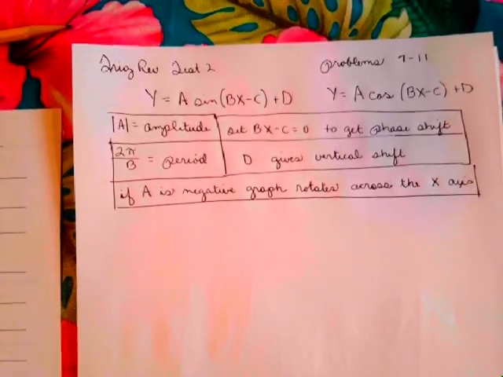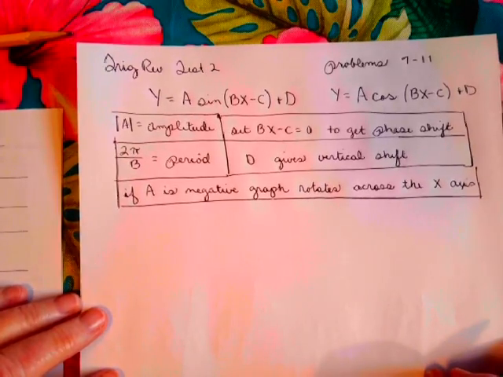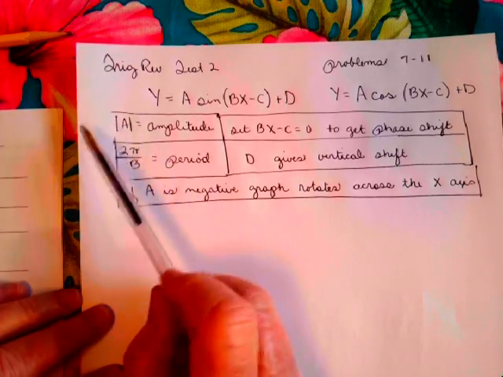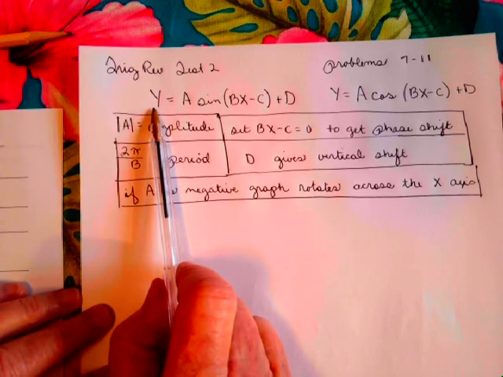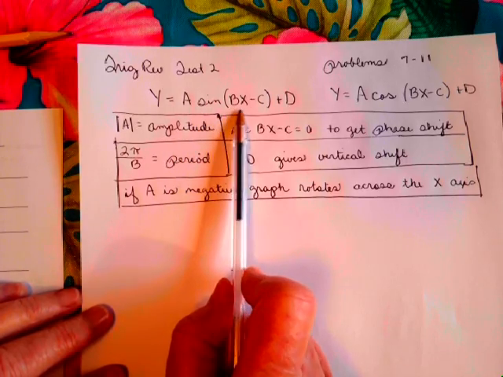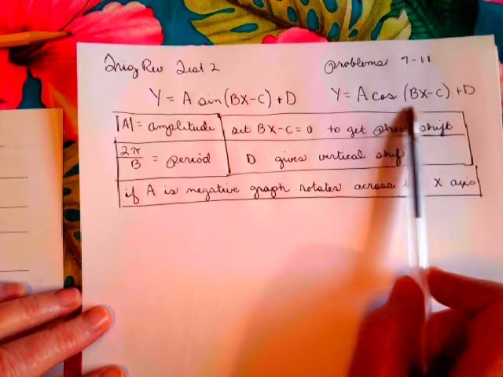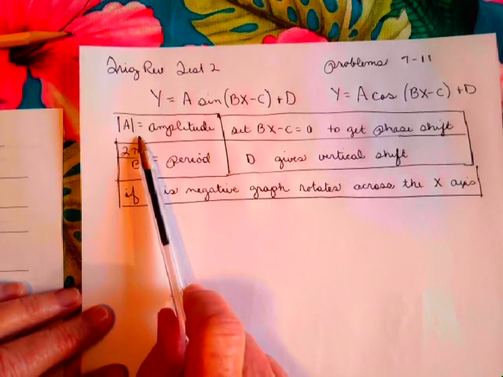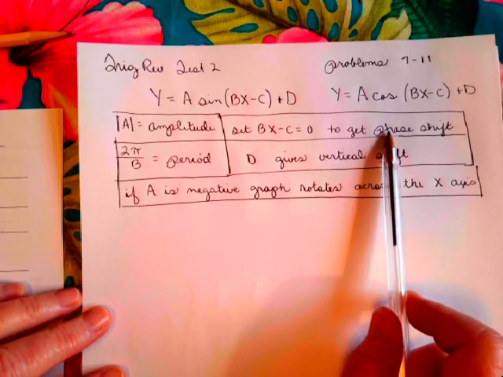In order to do problems 7 through 11 on the study guide and several of the others throughout this test, you have to know this information. When you're looking at the graph of the sine and cosine functions, y equals a times the sine of bx minus c plus d, and the cosine formula similarly, the absolute value of a is the amplitude. Set bx minus c equals 0 to get the phase shift.